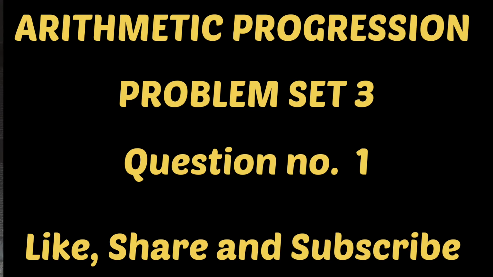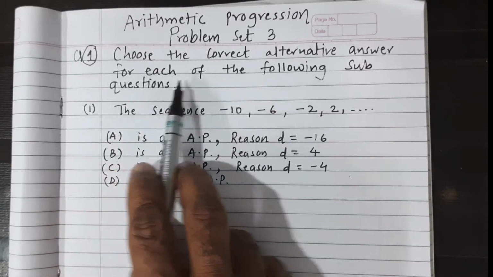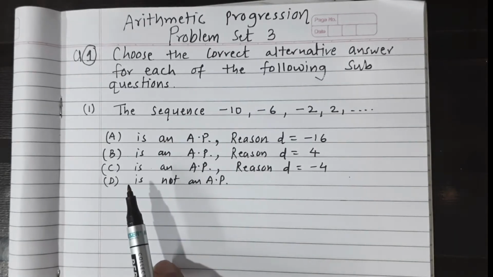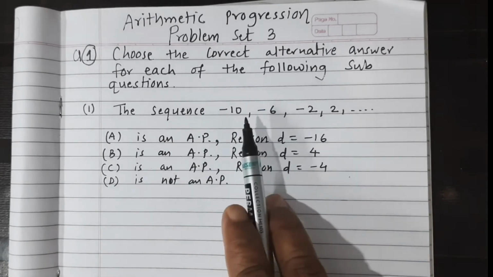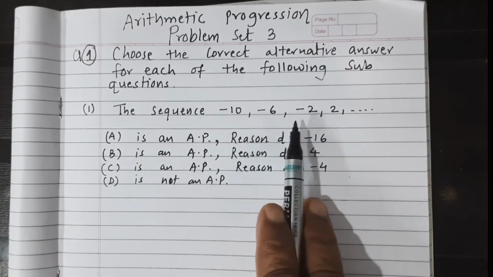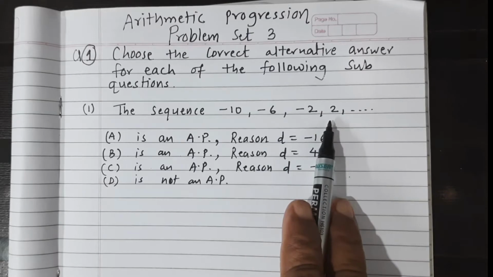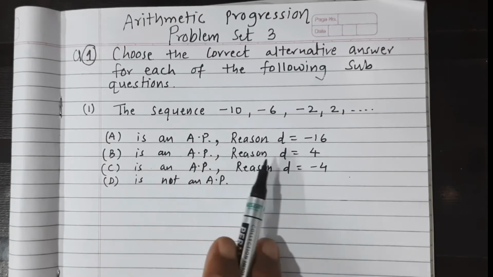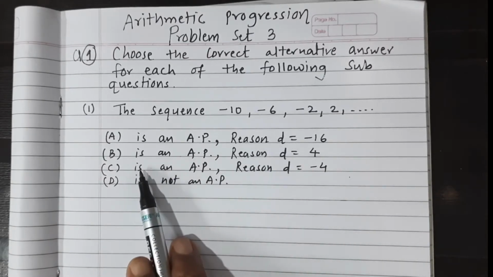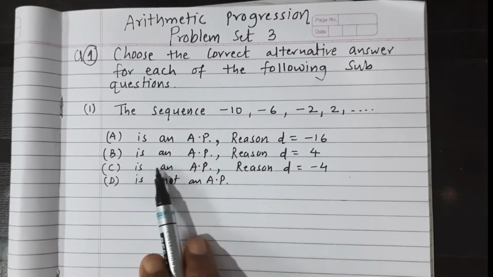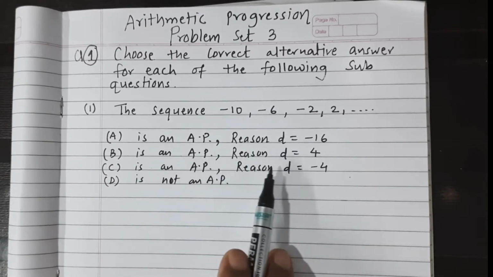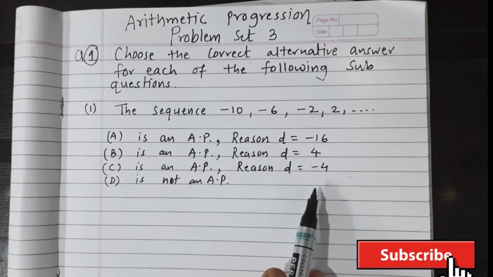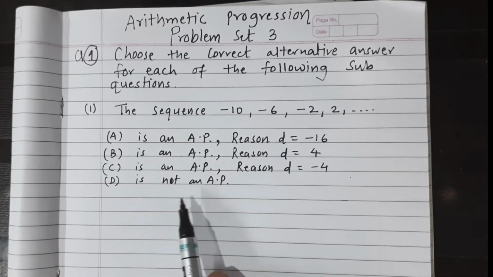In this video, we will solve question number 1 from problem set 3 of chapter Arithmetic Progression. Choose the correct alternative answer from each of the following sub-questions. First example, the sequence -10, -6, -2, 2. Option A, it is an AP for D is -16. Option B, it is an AP for D is equal to 4. Option C, it is an AP for D is equal to -4. Option D, it is not an AP.